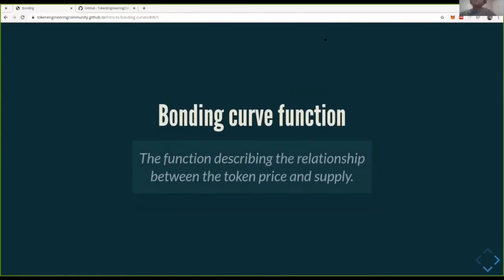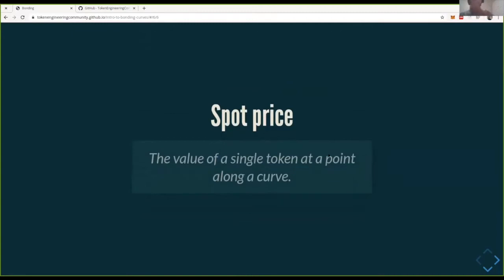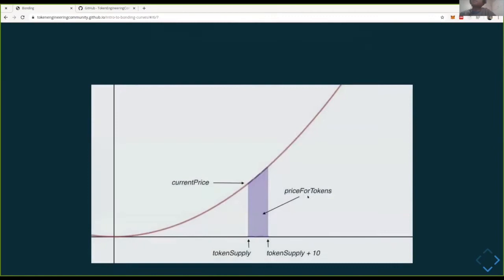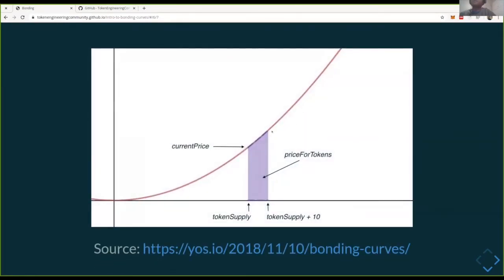A bonding curve function. This is your function that describes a relationship between your token price and your token supply. The spot price is the value of a single token at a point along a curve. So in this diagram here, you can see the current price, and if you were to buy a supply of 10 tokens, you would exchange that for a value in collateral, which would be the highlighted area under the curve.